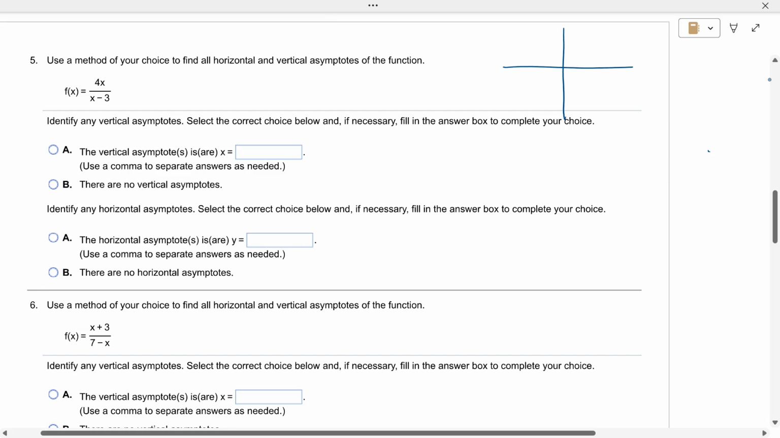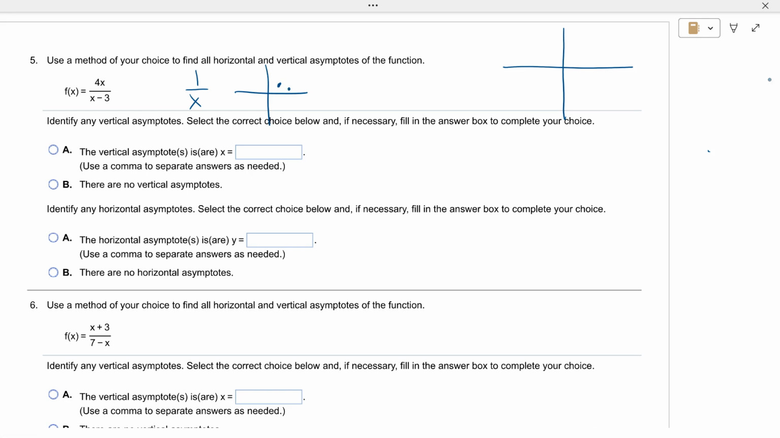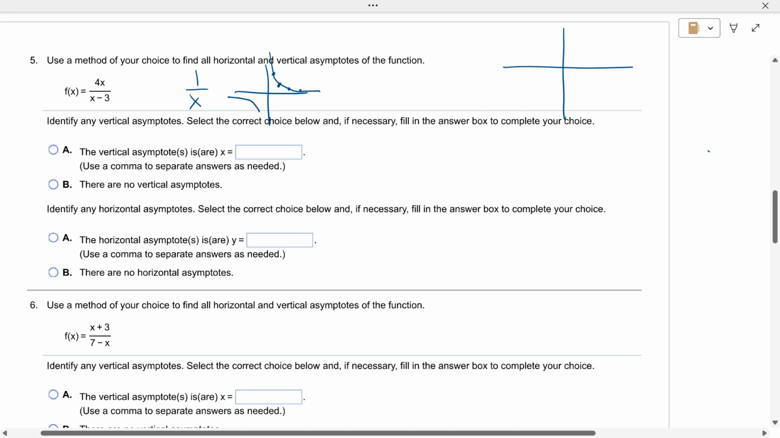All right, one of our basic functions is 1 over x, and 1 over x at 0 can't be graphed. If we put a 2 in here, it's 1/2. If we put a 3 in here, it's 1/3, and so on. If we put a 1/2 in here, 1 over 1/2 is 2, and so on. So it looks like this, and then it looks like this. Okay, that's what 1 over x looks like.